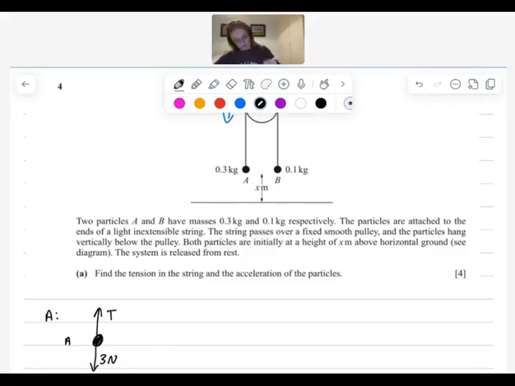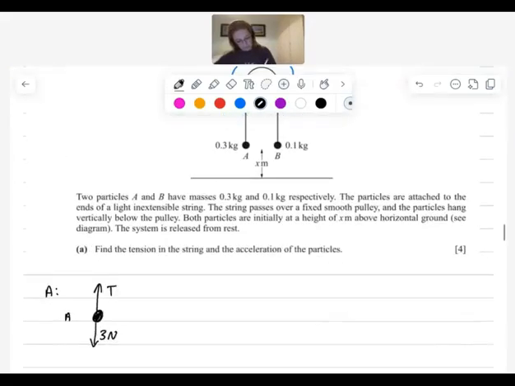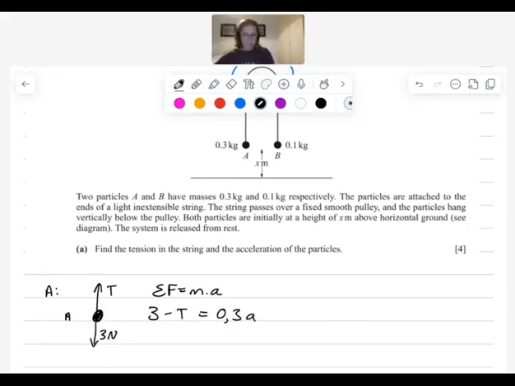The system is going down, so down is positive. So my sum of my forces is mass times acceleration. So I've got 3 minus T is 0.3a. In this case, I'm just going to make tension the subject of the formula, and that is equal to 3 minus 0.3a.